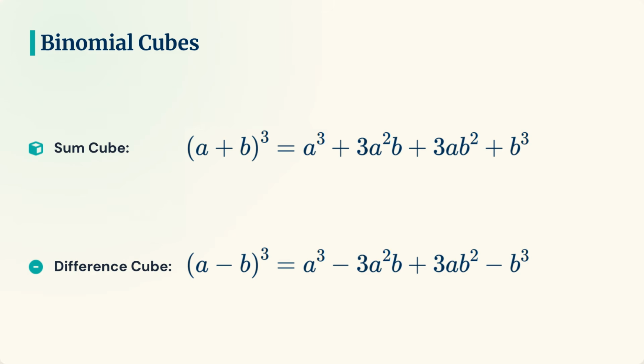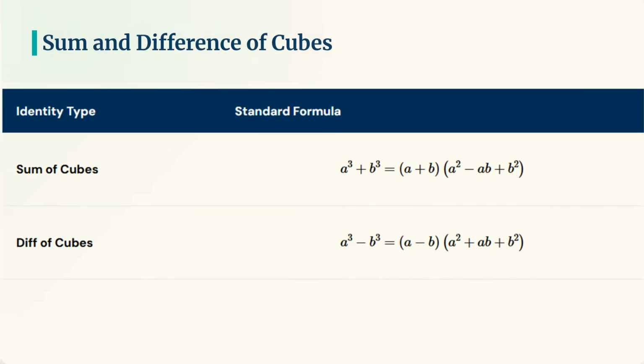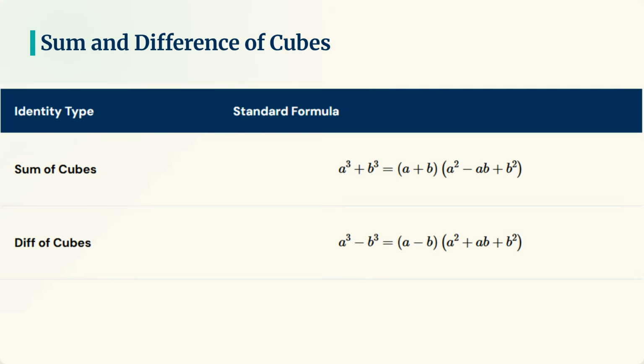These expansions involve four terms: the cubed terms and intermediate terms with squared variables, and the product of a and b. The sum and difference of cubes formulas provide factored expansions for expressions like a³ + b³ and a³ − b³. These are often used in advanced factoring problems.